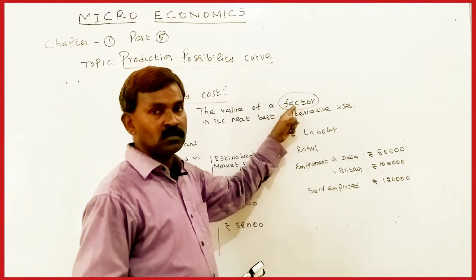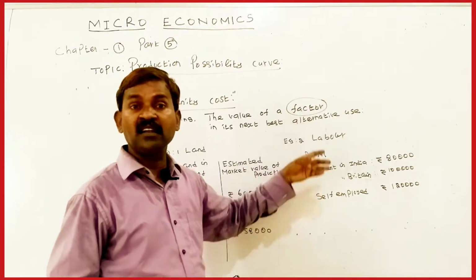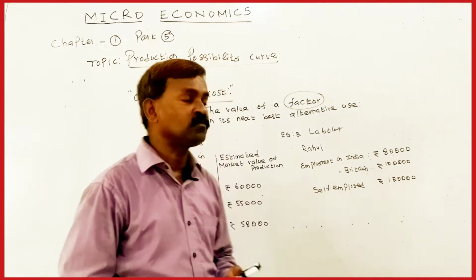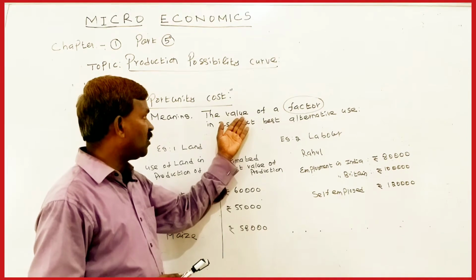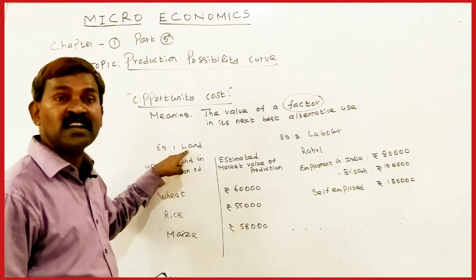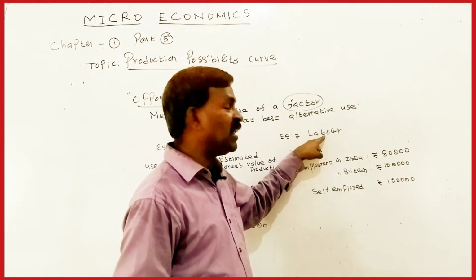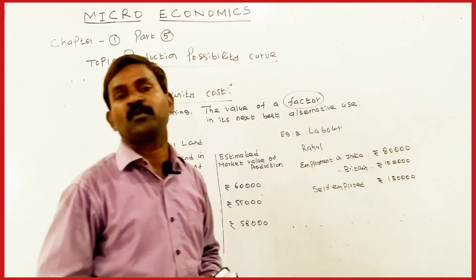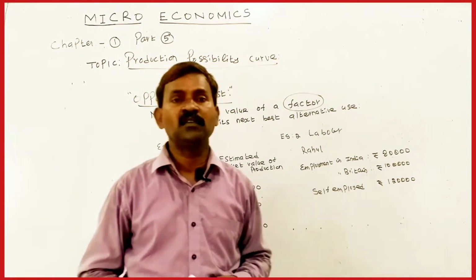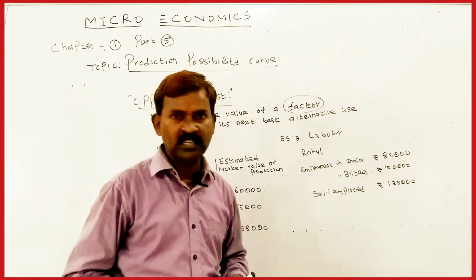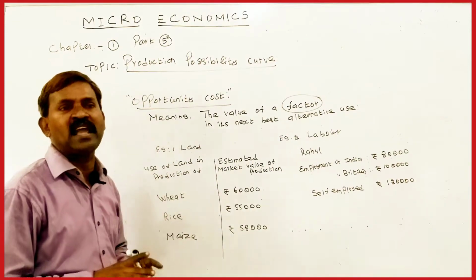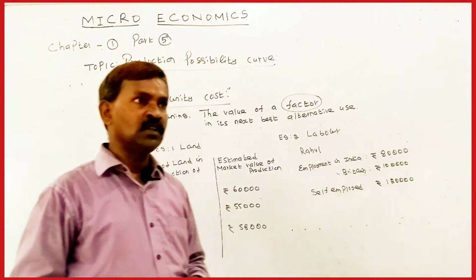You know, there are many factors of production: land, labor, capital and entrepreneurship. These are called factors of production. Now, this meaning of opportunity cost, I am going to explain with 2 examples. Example number 1, land as a factor of production. Example number 2, labor as a factor of production. Now, let's come to land. Imagine there is a farmer in your neighborhood. The farmer has a small piece of land, for example.